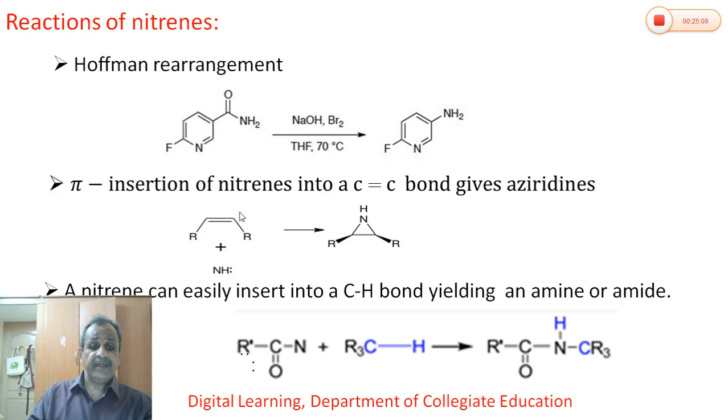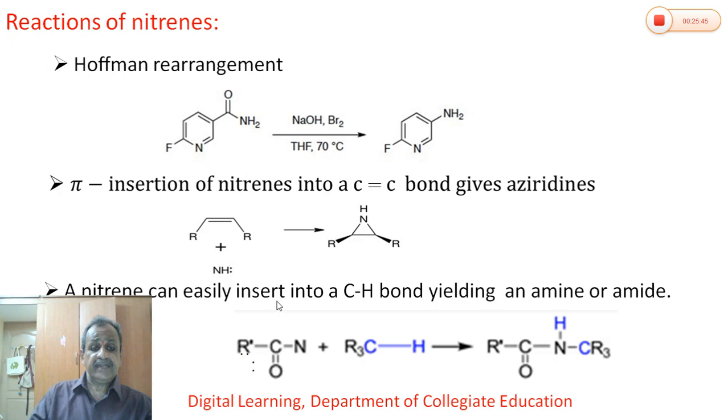Or when nitrene, NH, is subjected to reaction with an alkene, it forms a cyclic structure, a three-membered cyclic structure. This is called aziridine. Where in carbene it is cyclopropane, here nitrogen is a part of the three-membered ring, and then it is called aziridine. So we get aziridine as a product. When an alkene reacts with nitrene, aziridine is the product.